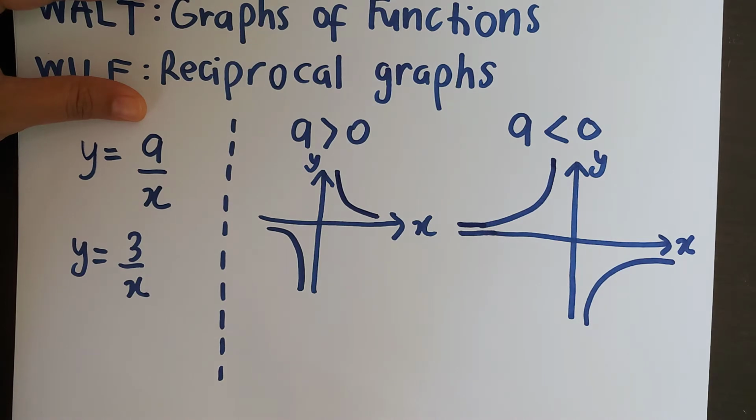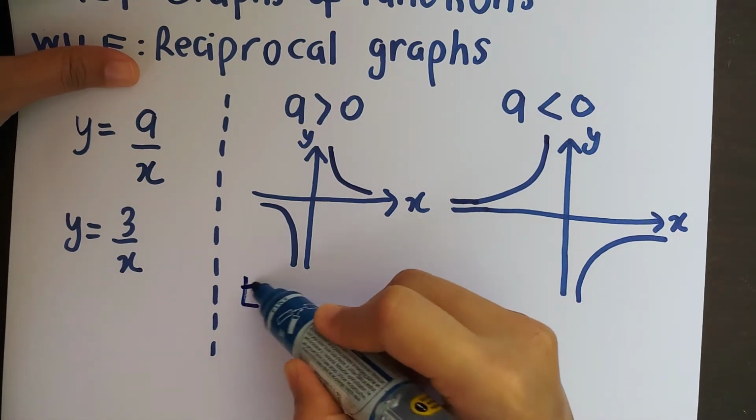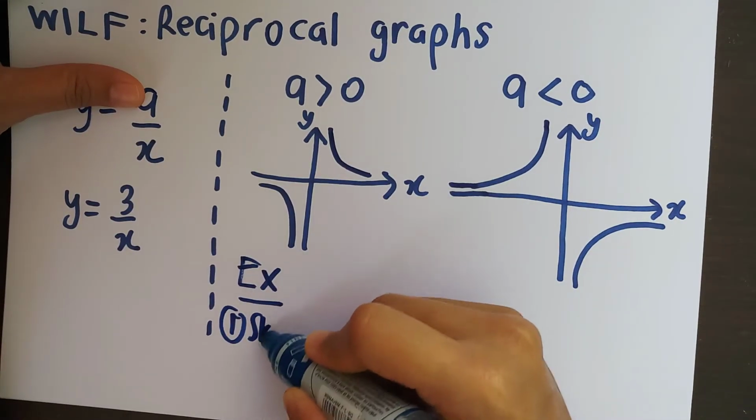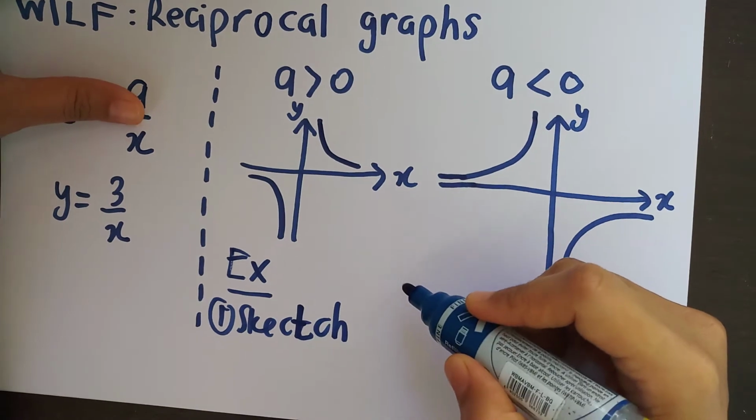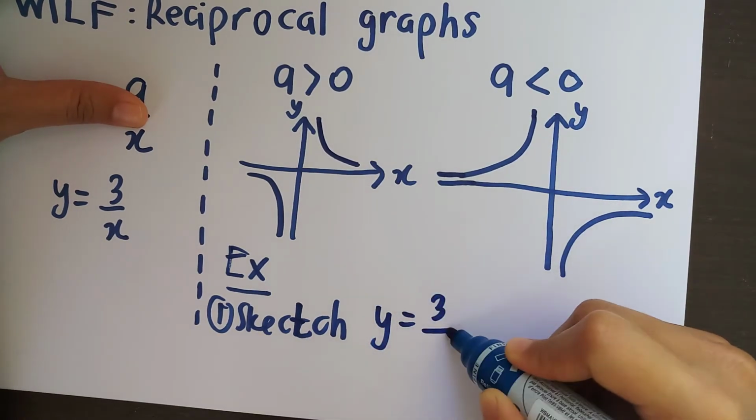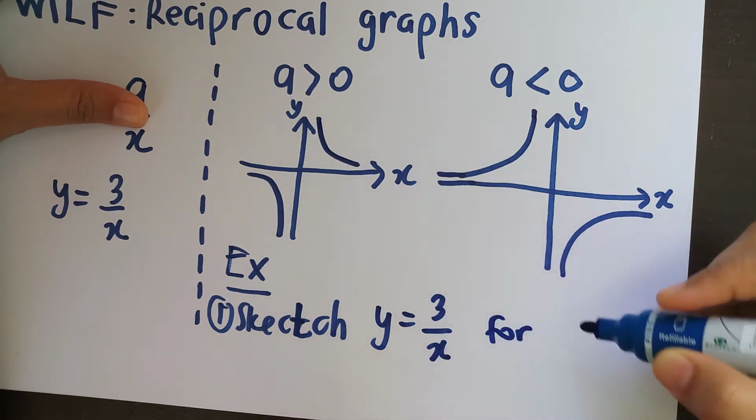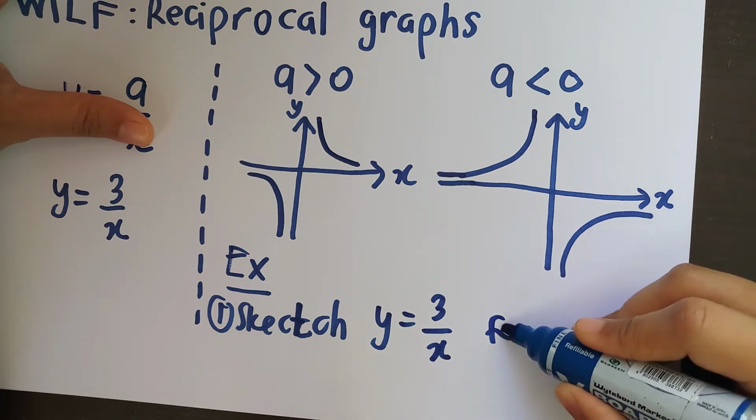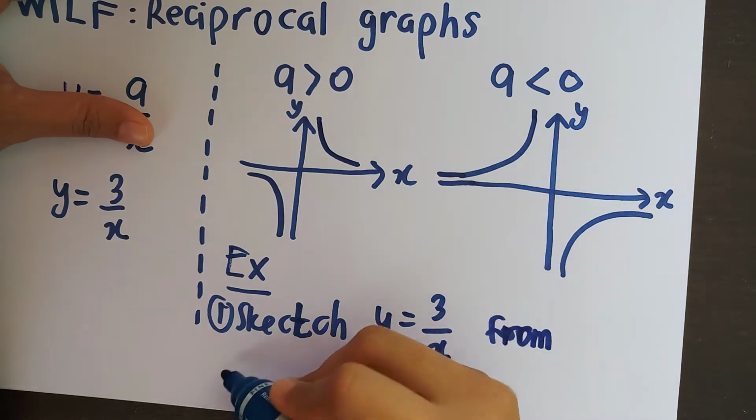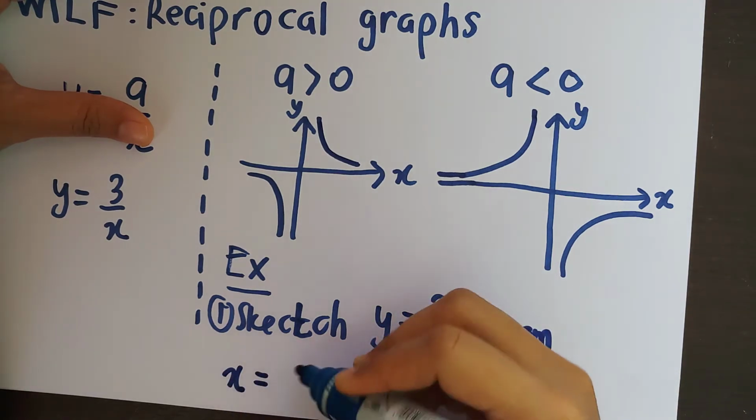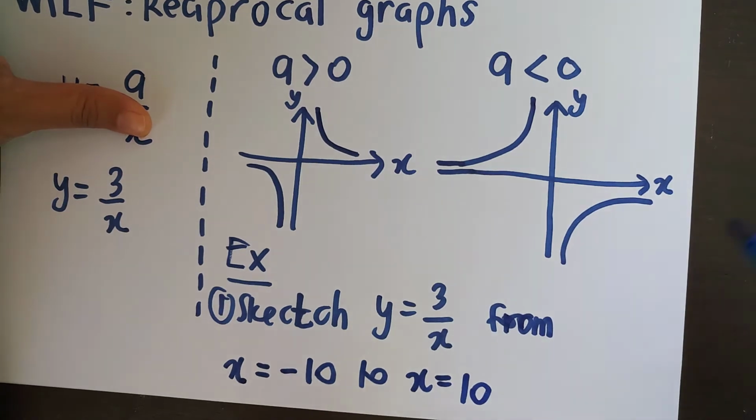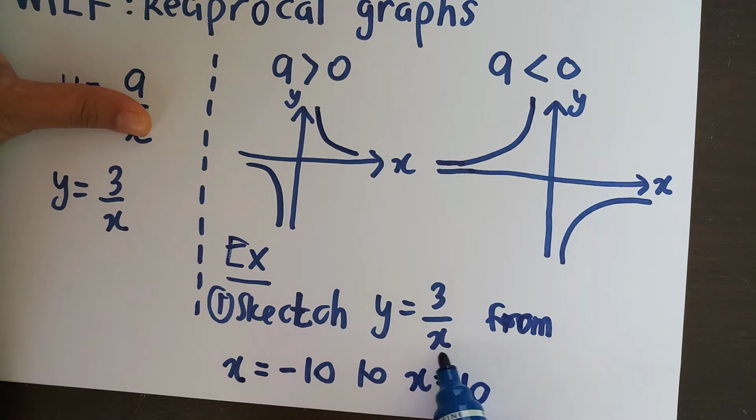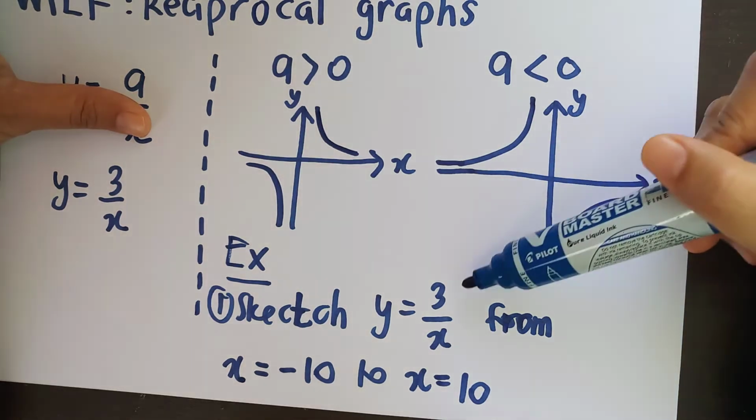Now, when I ask you to draw, let's say I have one question here. This is an example. I want you to sketch y equals 3 over x from x equals negative 10 to x equals 10. So this is the example question. Sketch y equals 3 over x from negative 10 to 10.